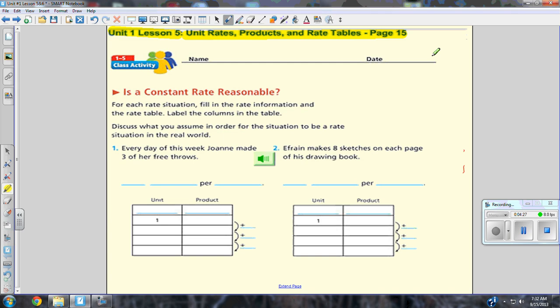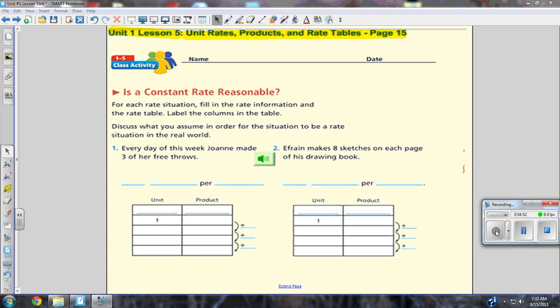It says, is a constant rate reasonable? For each rate situation, fill in the rate information in the rate table. Label the columns in the table. Discuss what you assume in order for the situation to be a rate situation in the real world. Possible discussion points and assumptions are given.